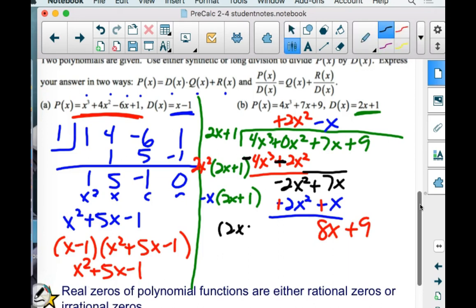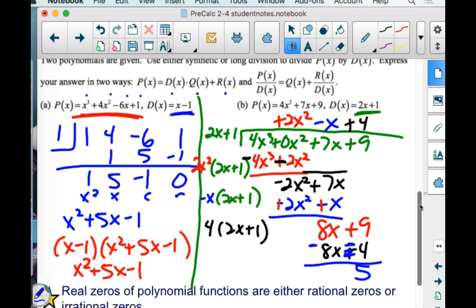So now I have 2x plus 1, and I'm trying to match that 2x up to an 8x, so that's going to give me a 4. So I multiply by 4, and I get 8x plus 4. And I change the signs and add, and I find my little remainder of a 5.